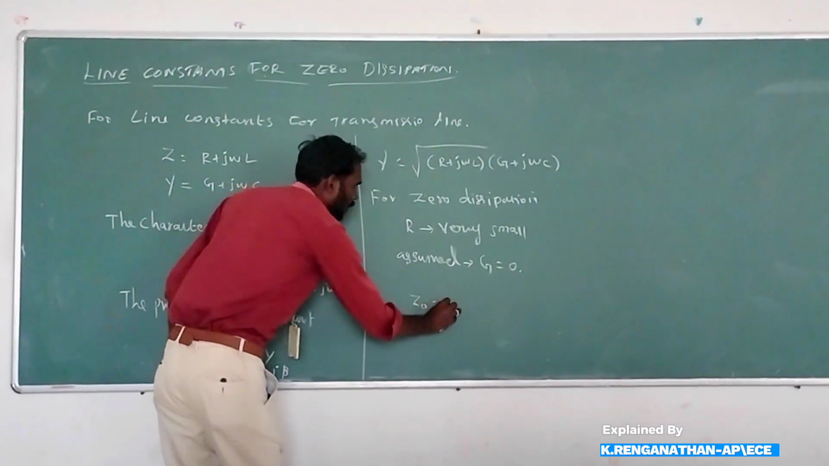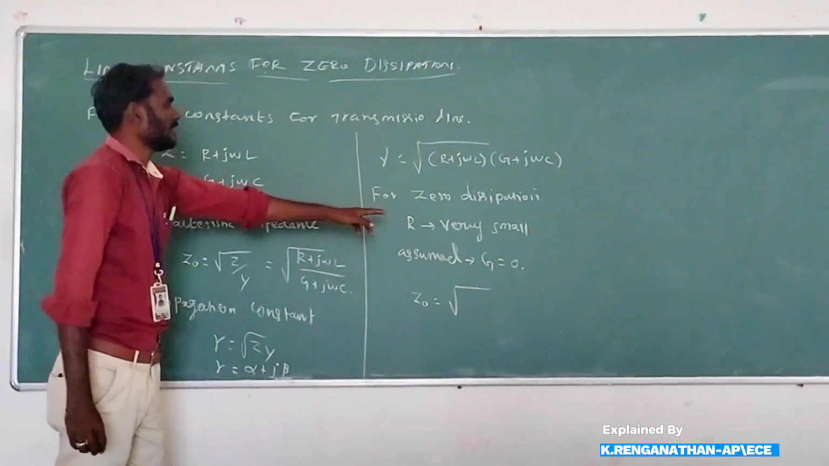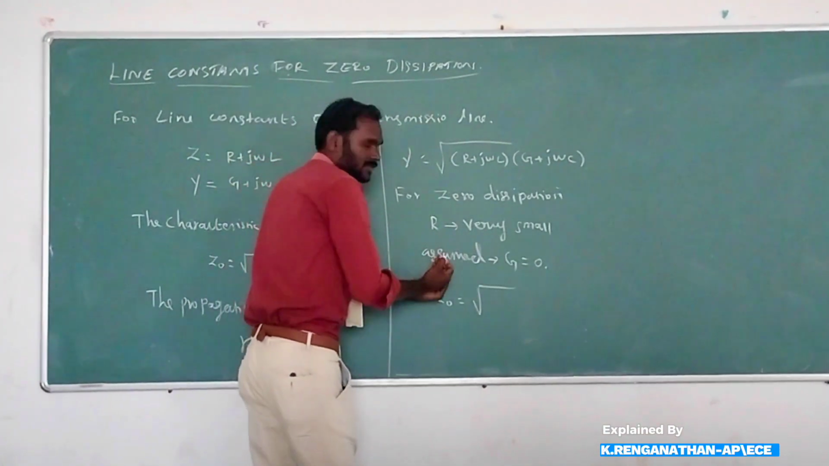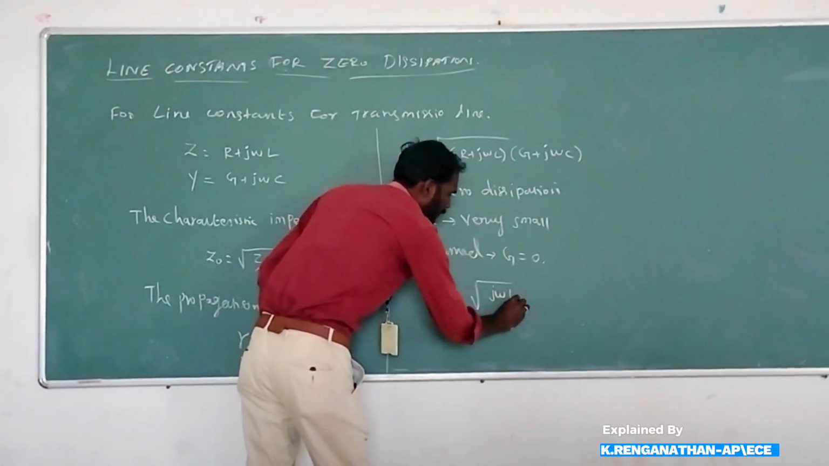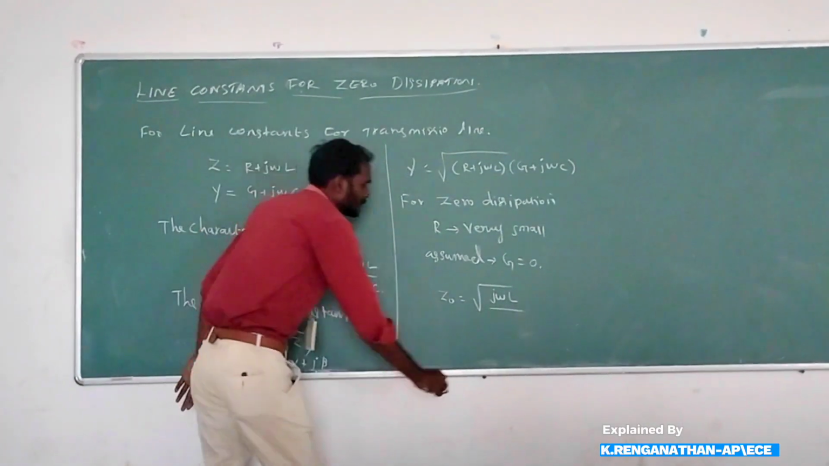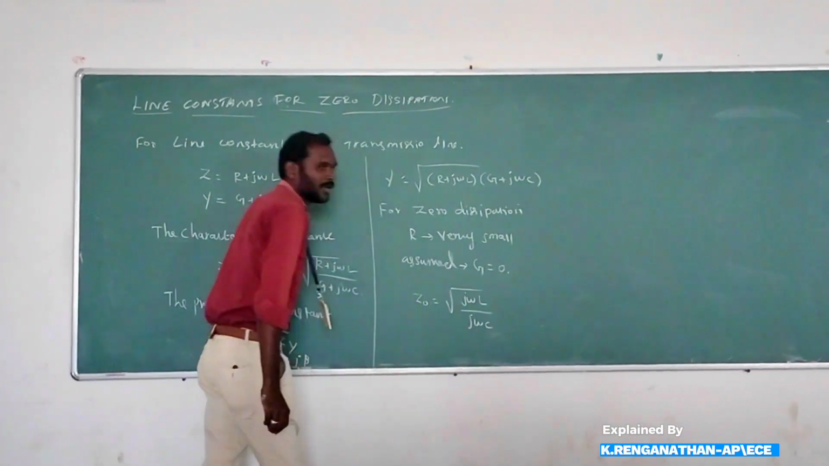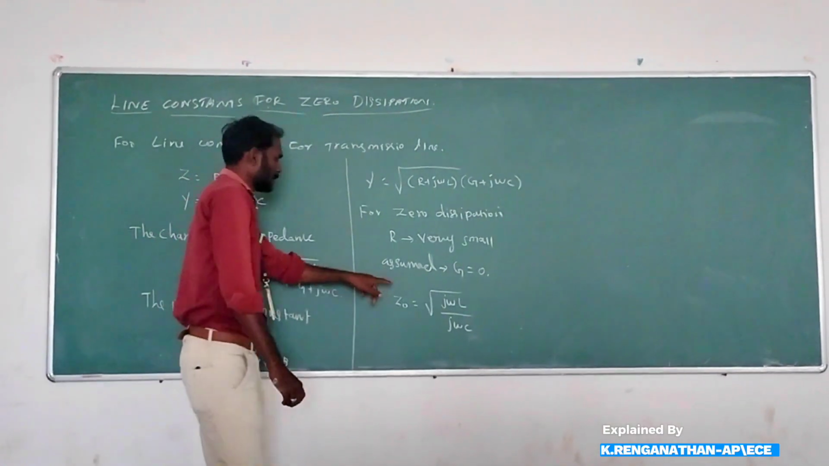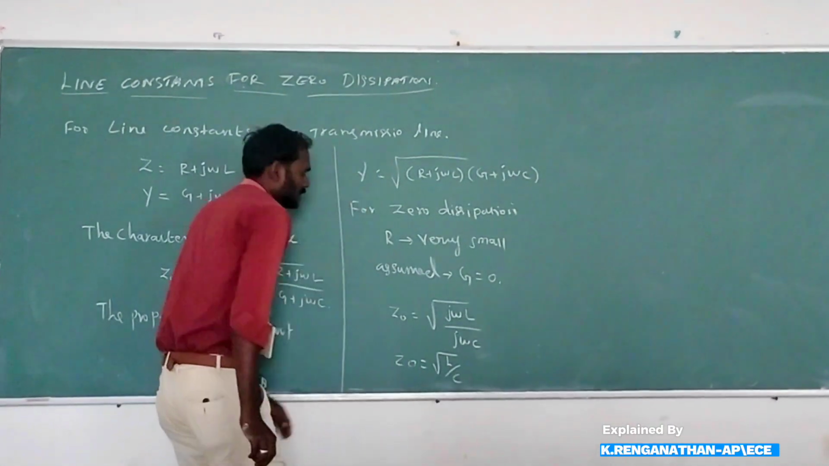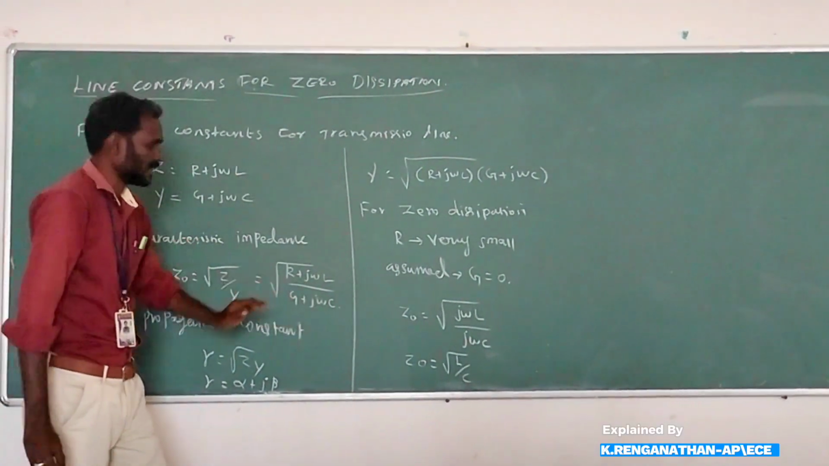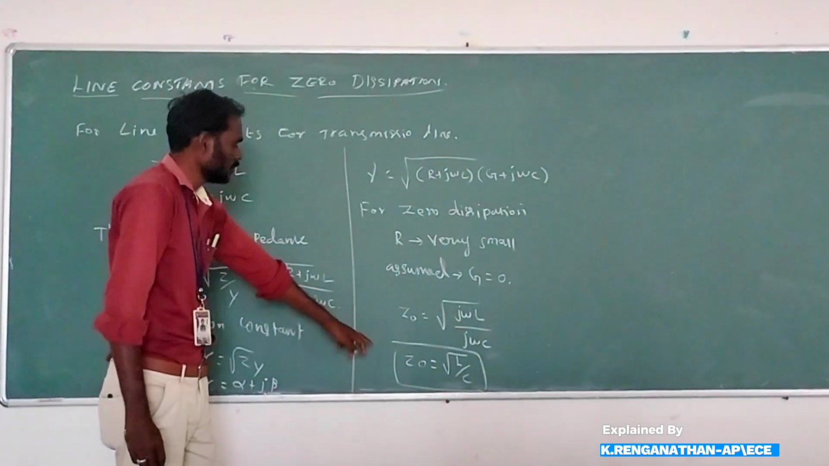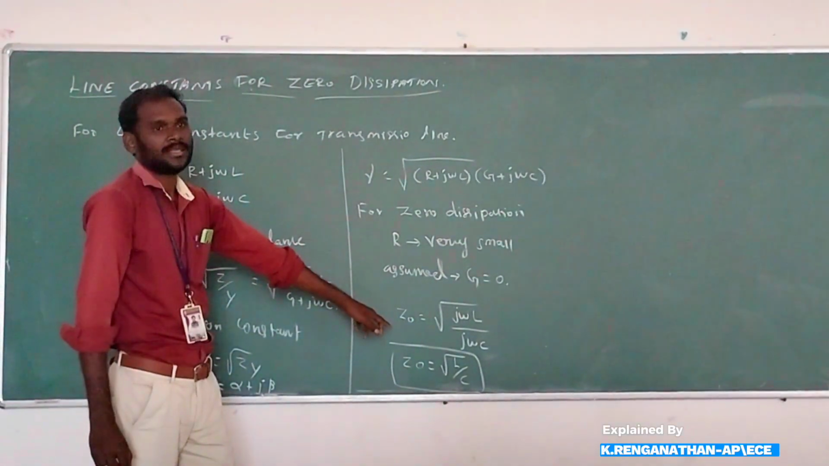So the characteristic impedance Z naught is the root of: R is very small compared to the inductive reactance, so R is neglected, j omega L divided by G equal to 0, only j omega C. So j omega cancels, and Z naught is equal to root of L by C. This is the zero dissipation line characteristic impedance: Z naught is equal to root of L by C.